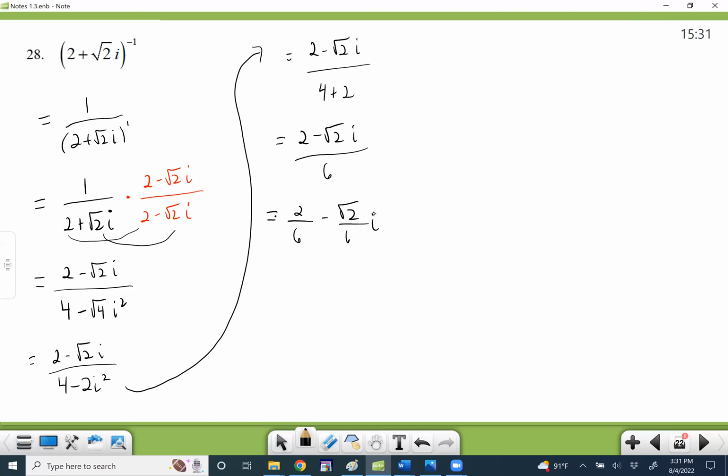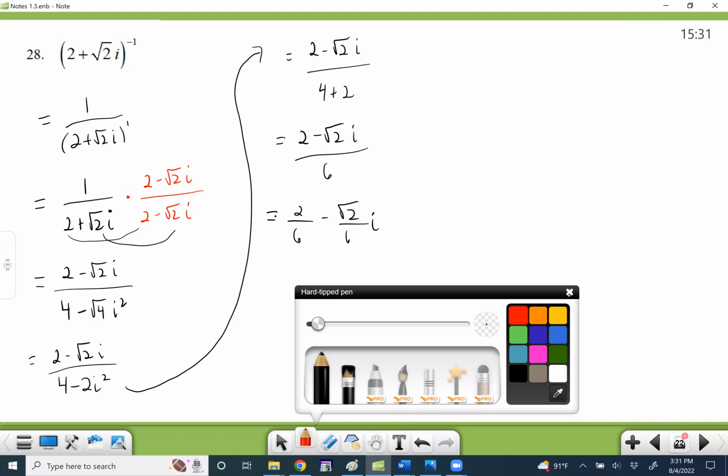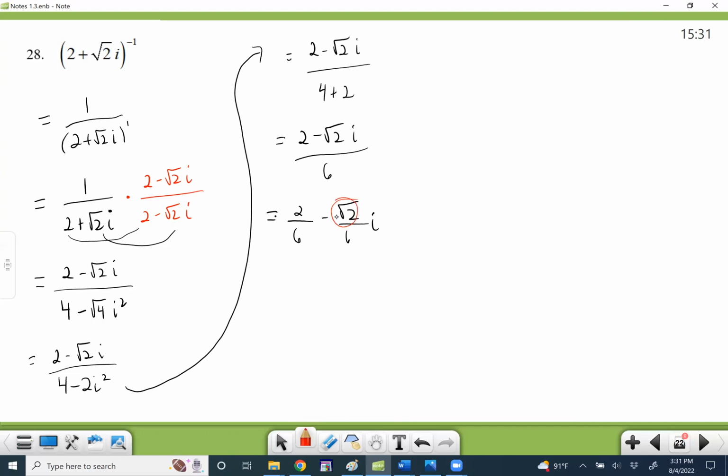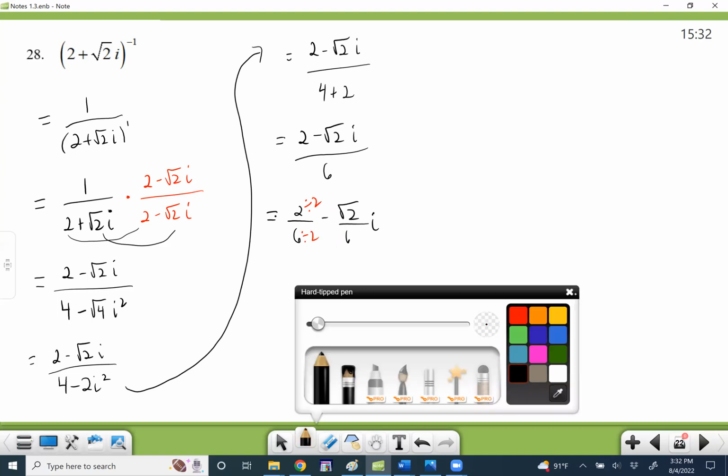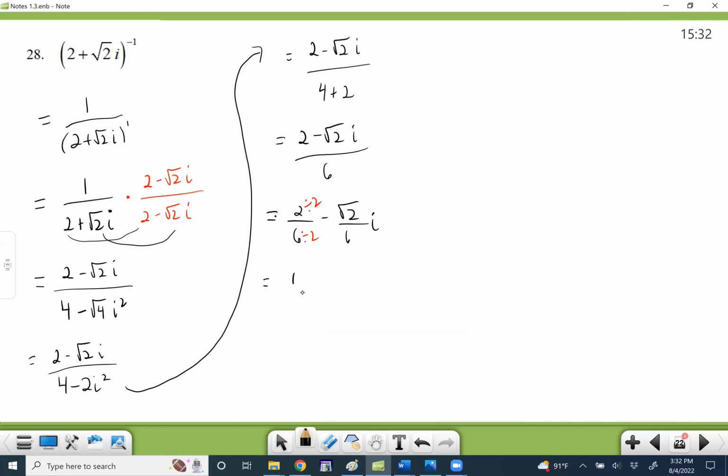Now the first one we can reduce. The second one we can't reduce because one's in a radical, right? One's in a radical and this one isn't. So you can't do math between them. But over here, these can both be divided by 2. So we'll reduce or simplify. 2 divided by 2 is 1. 6 divided by 2 is 3.